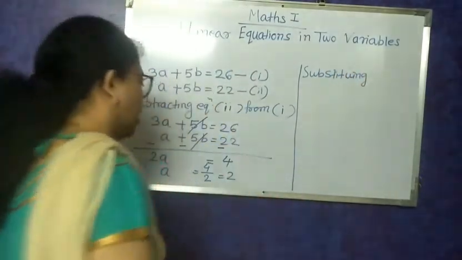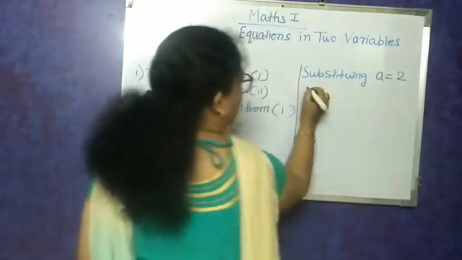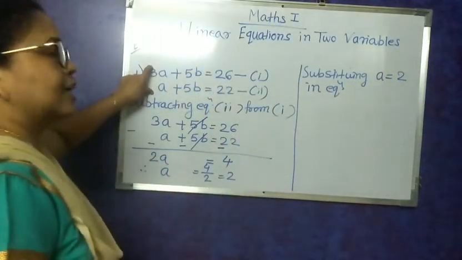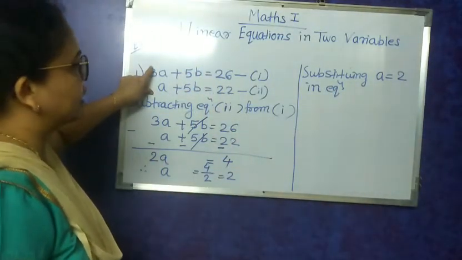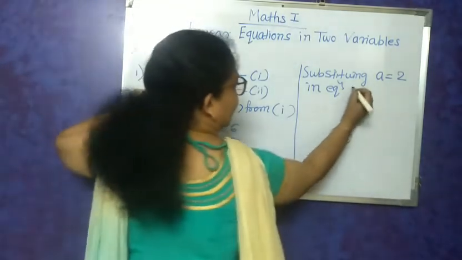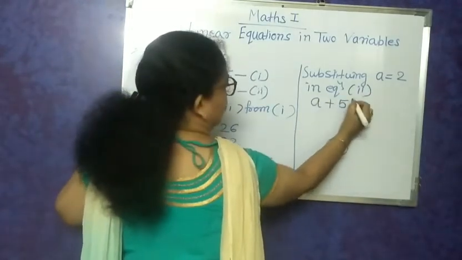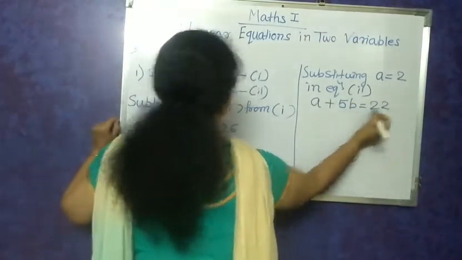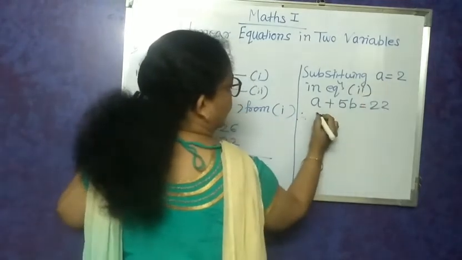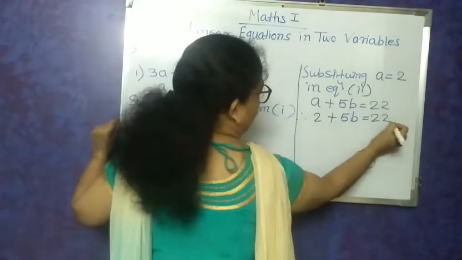You can write the value of a, but most probably write a is equal to 2 in the equation. Whichever of the two equations, in any equation you can substitute the value. Now I am substituting in equation 2. First you have to write the equation. A's value we got, and therefore the sign is compulsorily to be written. 2 plus 5b is 22.